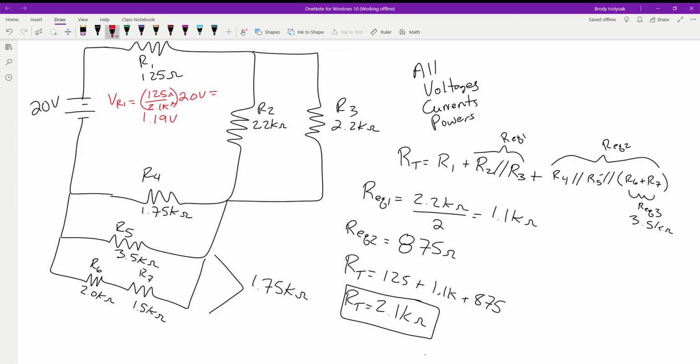Okay. So for this R equivalent, remember we're going to take this whole thing combined together because once they're in parallel, they're going to have the same voltage. So we're going to take the 875, divide that by the 2.1K, multiply that by 20 volts, and what voltage is that going to give us for the bottom parallel branch? How much?